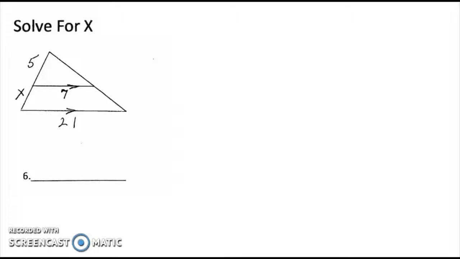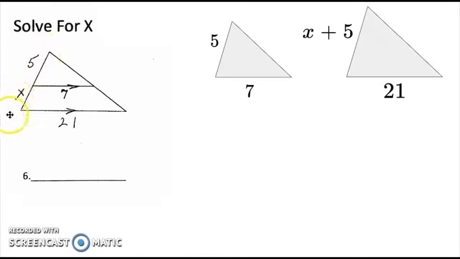Number 6, solving for x. We have to set up proportions, but the first thing we need to do is identify our similar triangles. We have this triangle here, and then this triangle here. Two different sized triangles, so let's write them both separately. The first one is this smaller one, 5 and 7 for its sides. The next one would be this larger one. Its base is 21, but this side would be x plus 5, which is the whole length of the larger triangle. So now we can set up our proportions.